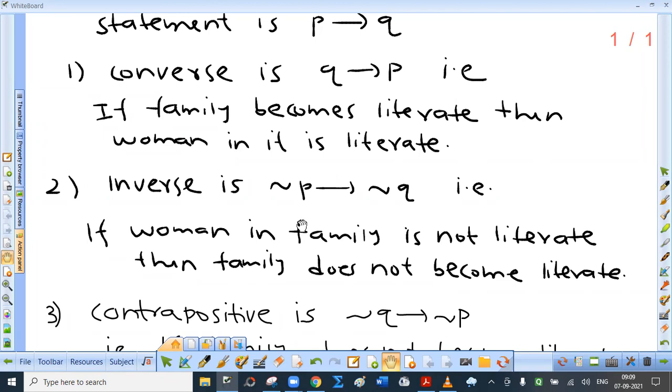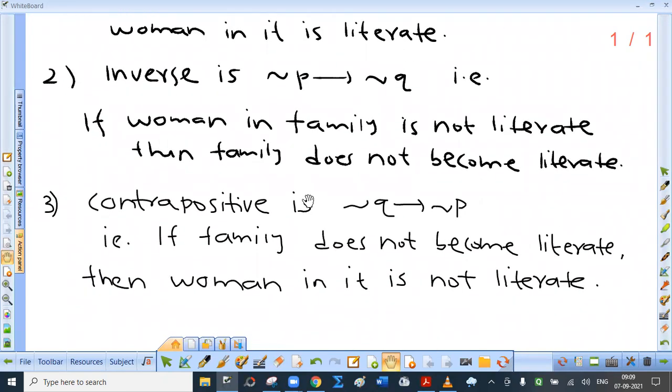What is inverse? Not P implies not Q. That is, if woman in family is not literate, then family doesn't become literate. Third one, contrapositive. It is not Q implies not P. That is, if family does not become literate, then woman in it is not literate.